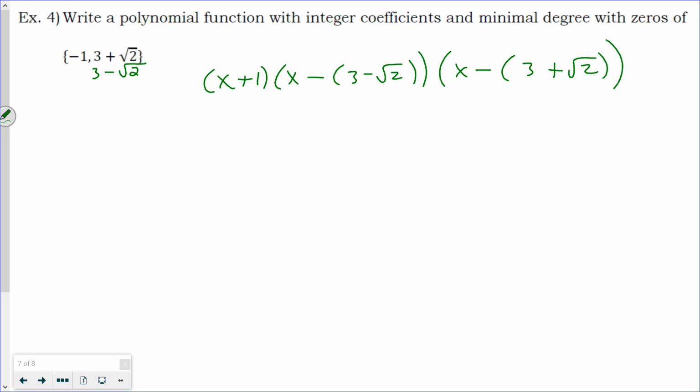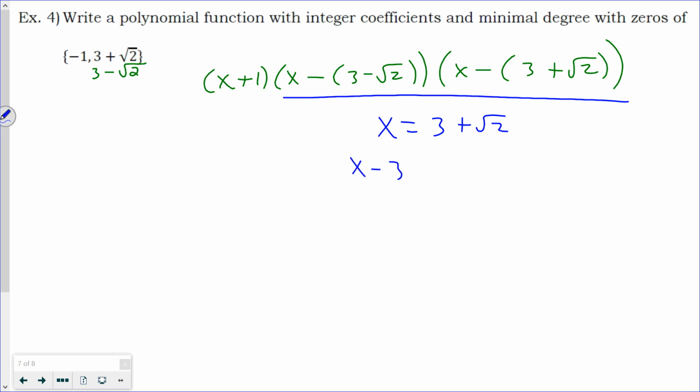So this looks kind of hard to multiply out, right, with all the roots and everything. The good part is there is a trick to multiplying conjugate pairs together. The trick is to set x equal to one of those pairs, either 3 plus root 2 or 3 minus root 2. It doesn't matter which one. So let's say x equals 3 plus root 2. Then you subtract the 3 over, you get x minus 3 equals root 2. In other words, you want to isolate the radical, so x minus 3 equals the square root of 2.